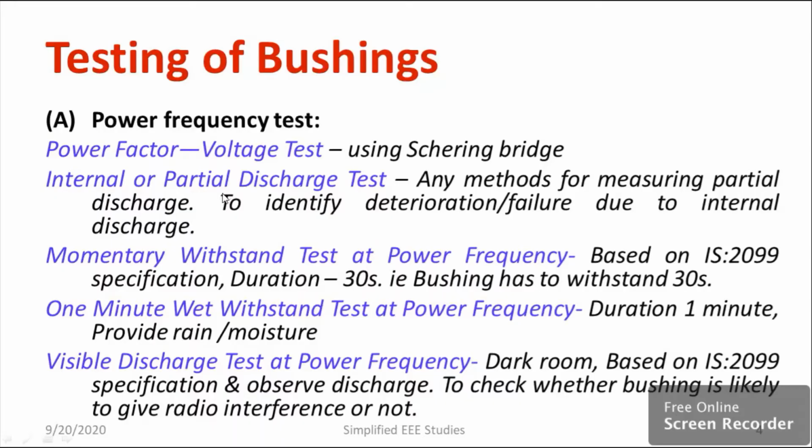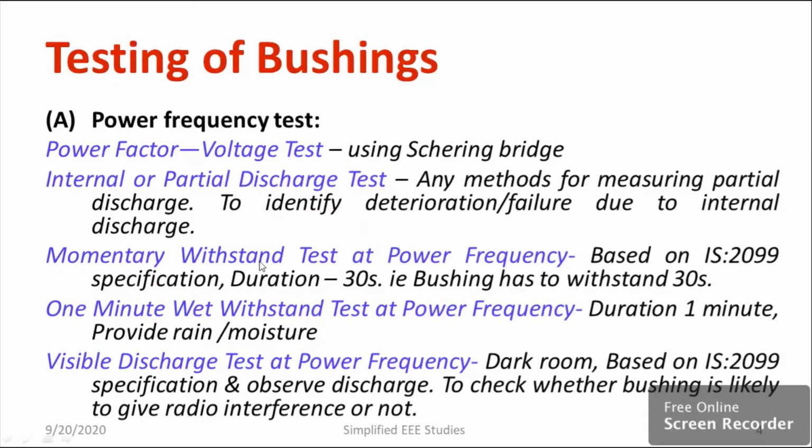After conducting those methods, you need to analyze the waveforms. If you find any discharges, definitely you will get waveforms. It may be circular or elliptical. Based on that, you can decide whether the quality of the dielectric or insulation material belonging to the bushings is proper or not. If you find any partial discharge, obviously you have to reject that particular test piece. That test piece is not fit for use in real-time application. So that is regarding the internal or partial discharge test.